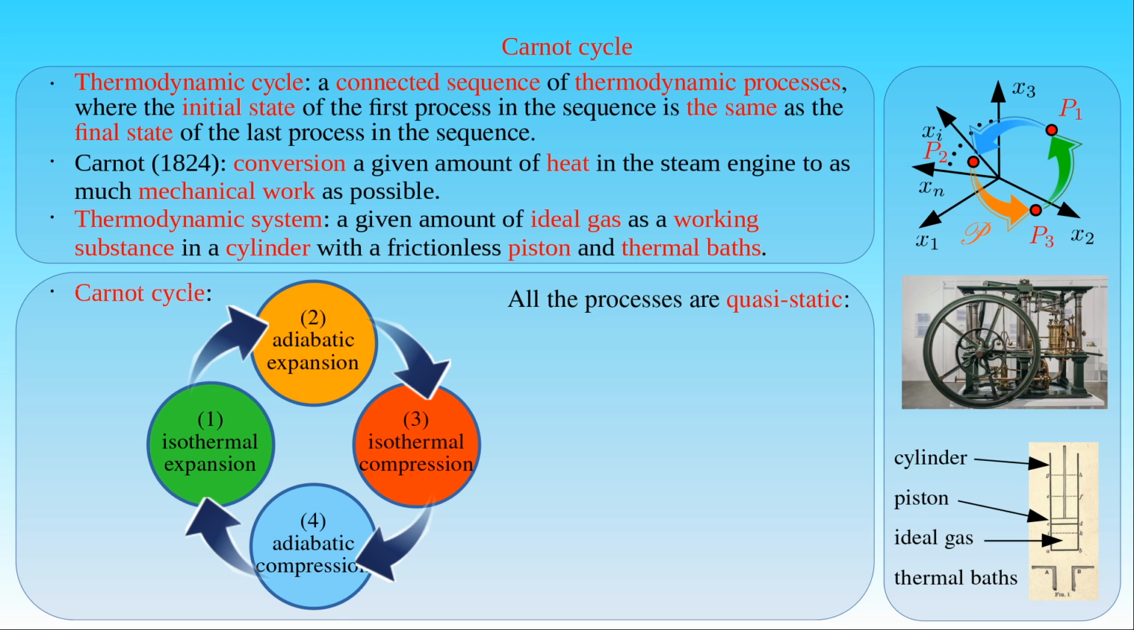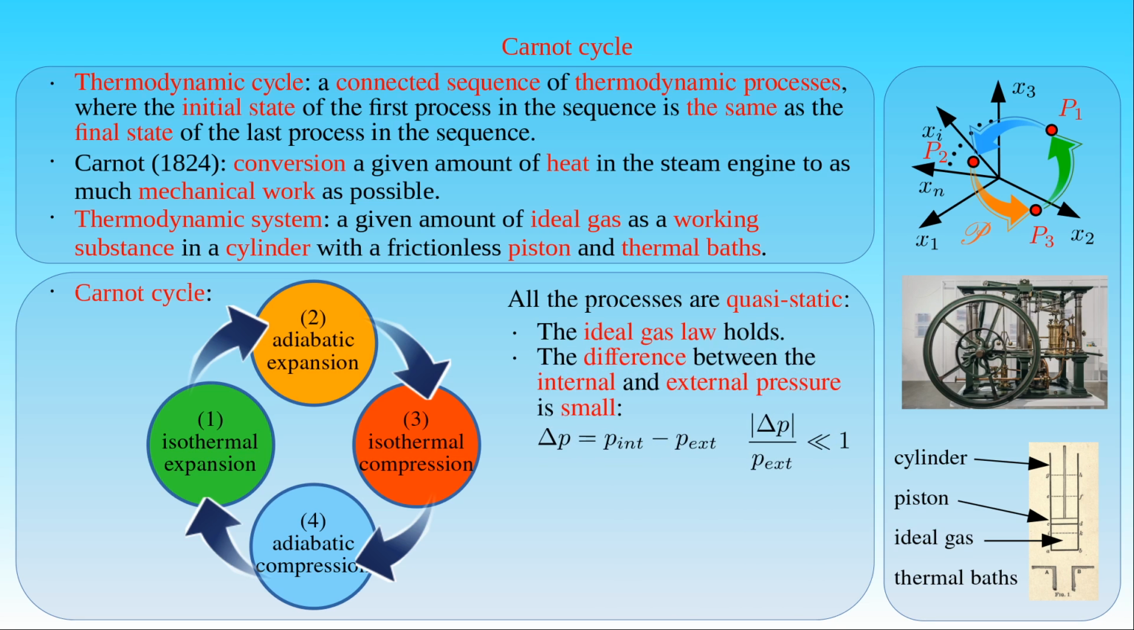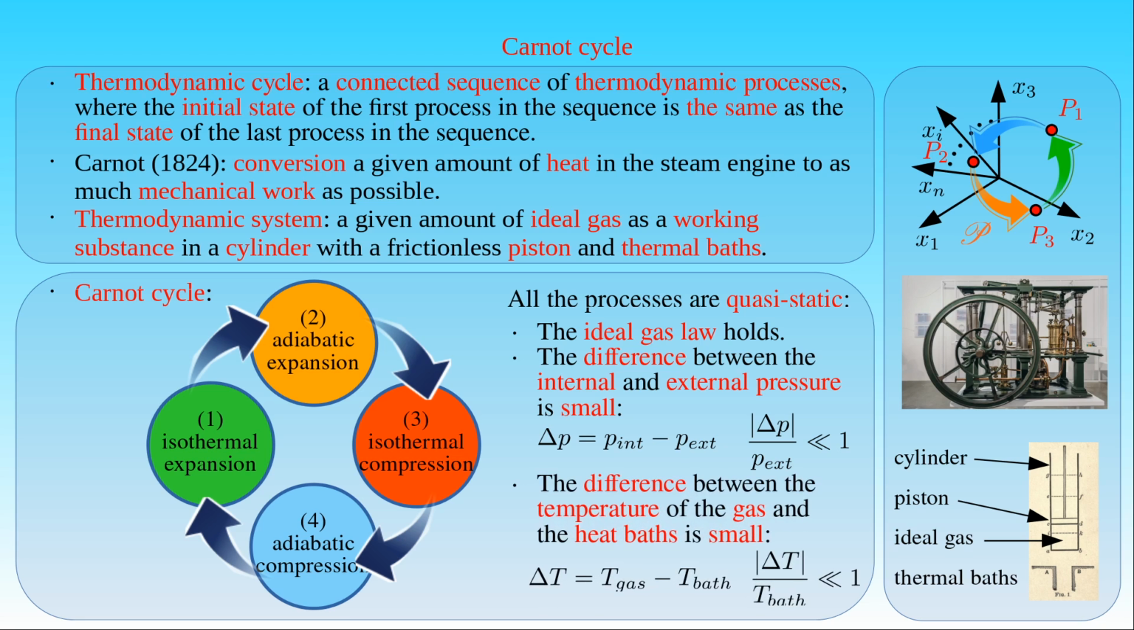This means the following. The ideal gas law holds throughout the cycle, and the difference delta P between the internal pressure in the cylinder and the external pressure in the surroundings is small. In other words, the ratio of the magnitude of delta P to the external pressure is much smaller than 1. Similarly, the difference delta T between the temperature of the gas and the temperatures of the heat baths is also small, that is, the ratio of the magnitude of delta T to the temperatures of the heat baths is much smaller than 1. Now we examine all the four processes in Carnot cycle.